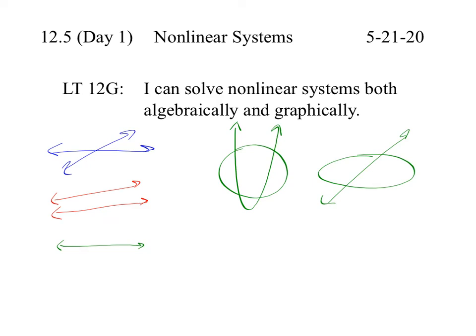Today we're going to look at the first day of 12.5, nonlinear systems. What you saw in 12.1 was linear systems. So either your system had one solution, no solutions because they were parallel lines, or infinitely many solutions because the equations represented the same line.